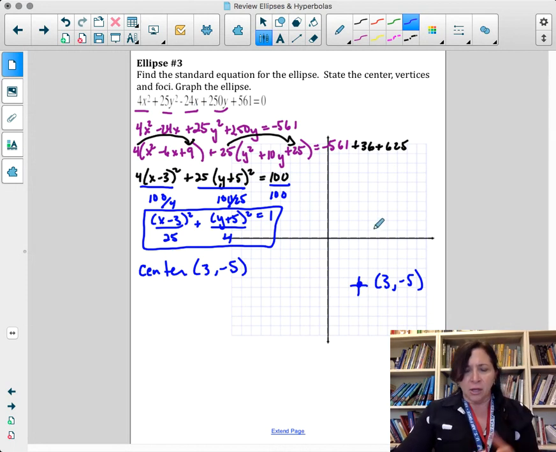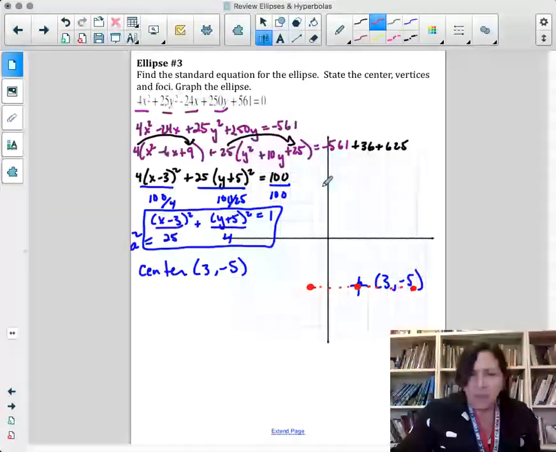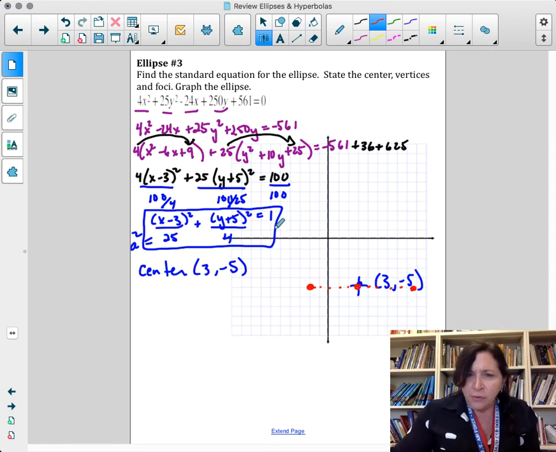I know that if you look under the x value, you're going to see square root of 25. Now, in this case, because it is an ellipse, this is equal to a squared, okay? And so to the right and to the left, I'm going to go 5. So from my center, I'm going to go 1, 2, 3, 4, 5 to the left, and I'm going to go 1, 2, 3, 4, 5 to the right. In the y direction, I'm going to go the square root of 4, okay? And that's going to be 2. So I'm going to go up 2, down 2. I'm going to connect my points.